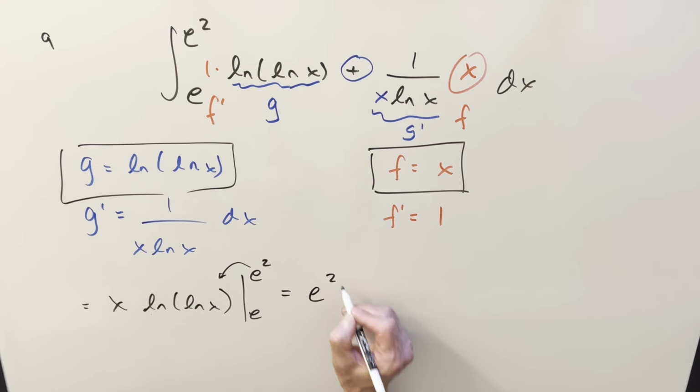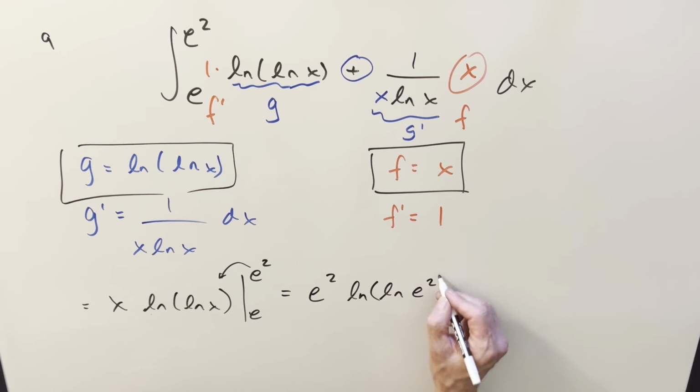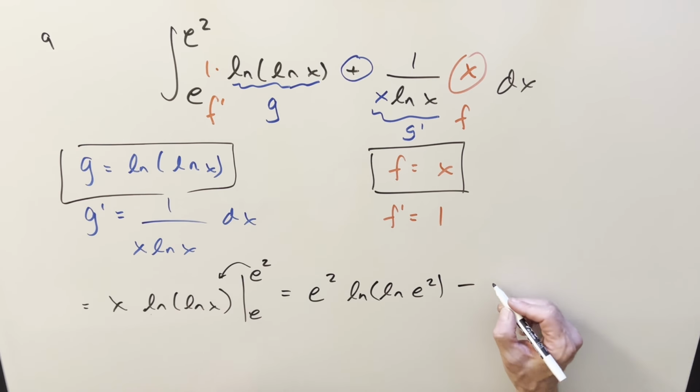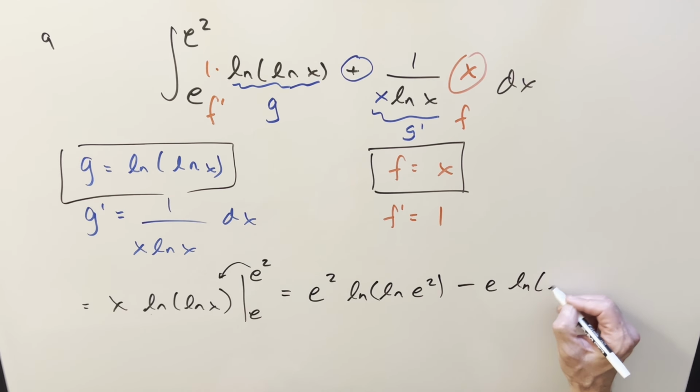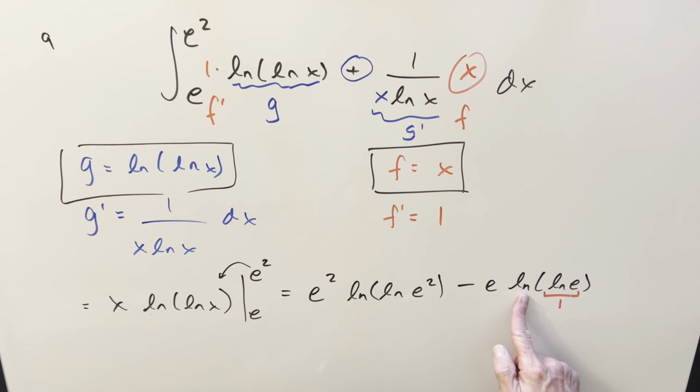So it's going to be e squared ln, I'll just leave it and simplify it afterward. And then we'll plug in e and we get e ln e. Now this second one here, ln e, that's just 1. So what's going to happen is we end up with ln 1 or 0, and that's going to zero out this whole second part. So just get rid of that.